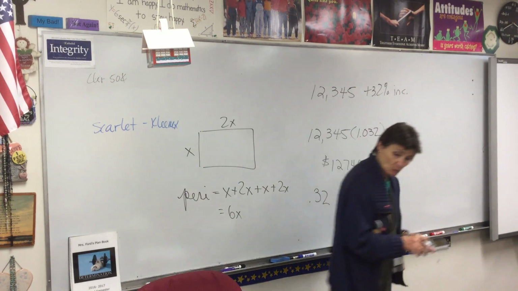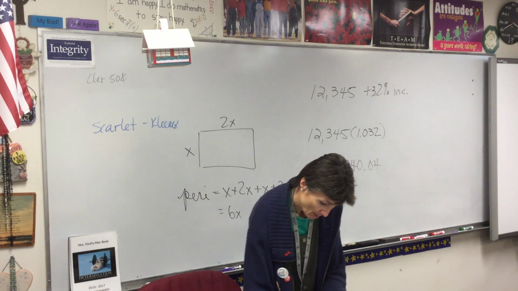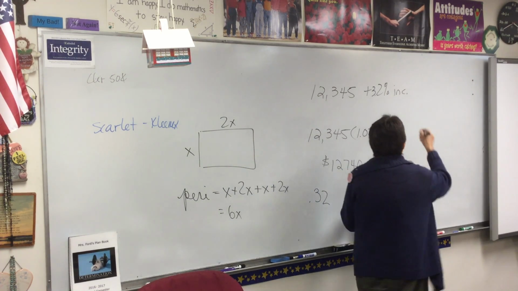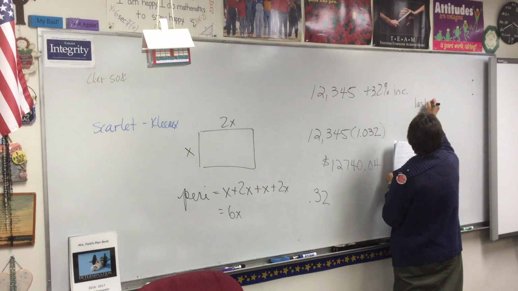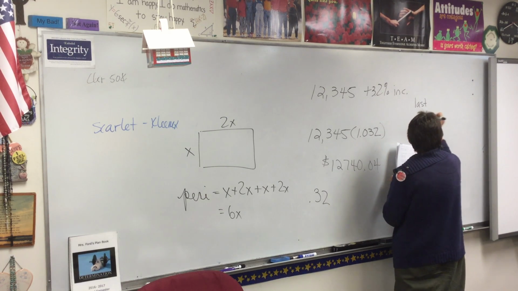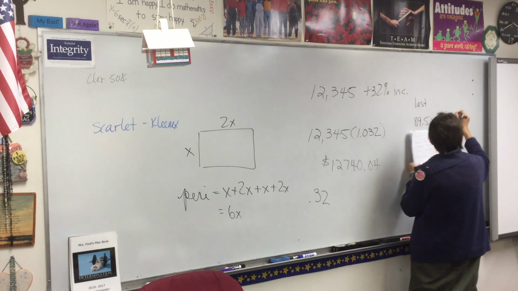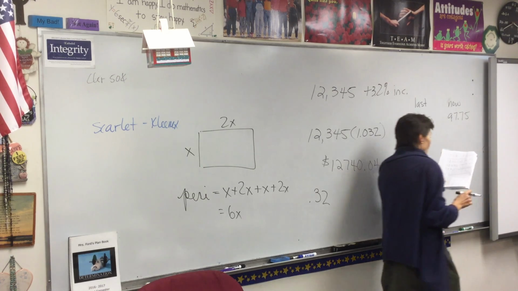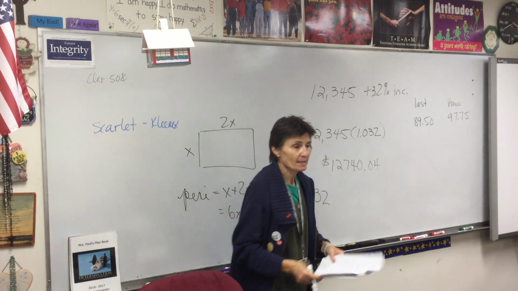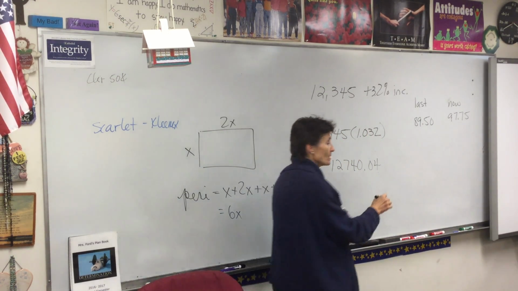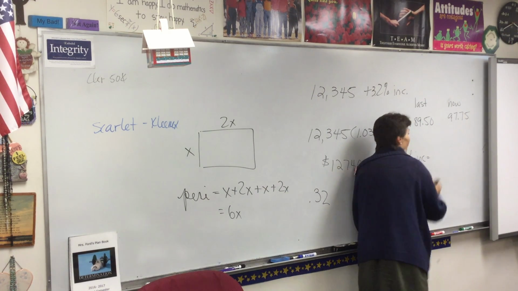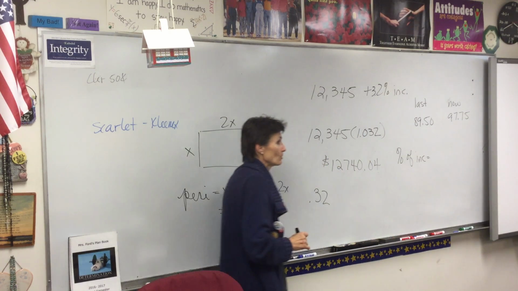All right, let's look at the next one. Last year, a pre-cal book cost $89.50. So this was last year, $89.50. This year, it costs $97.75. Find the percent of increase. Does anybody remember how to find the percent of increase?